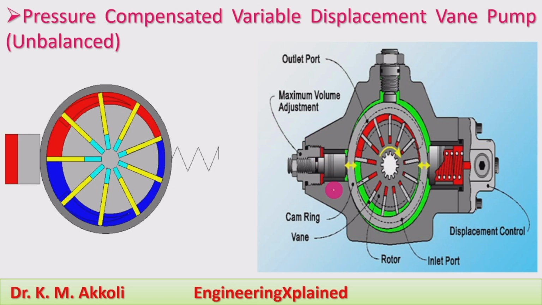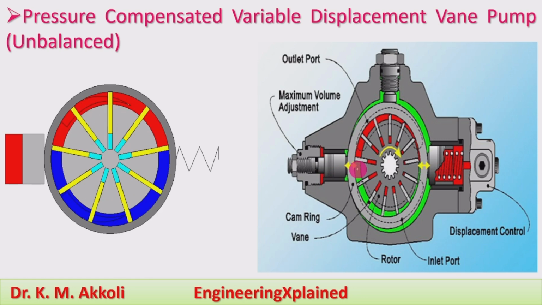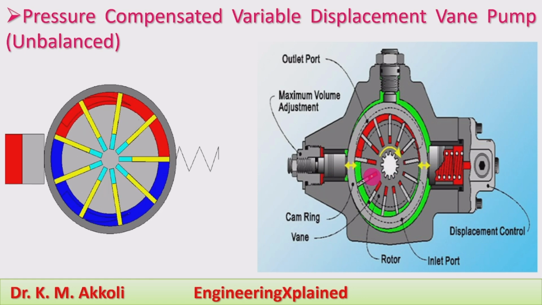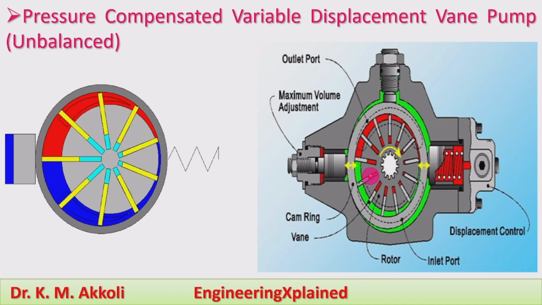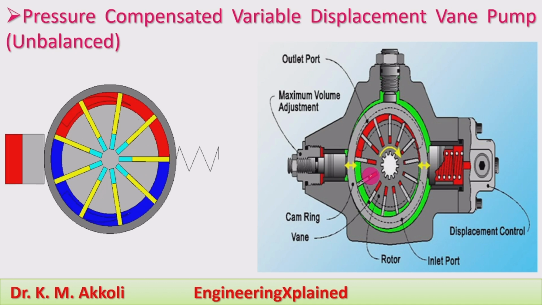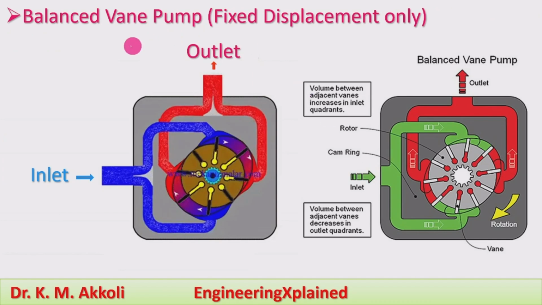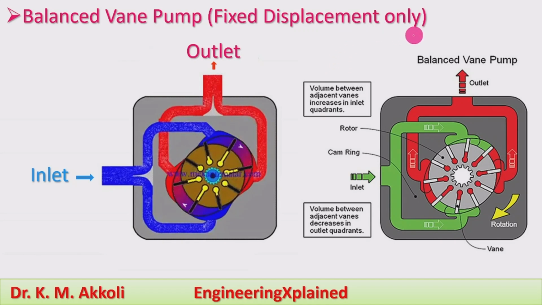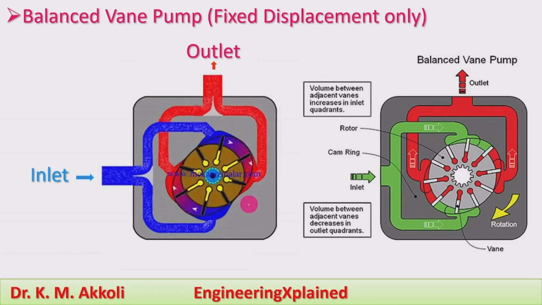And here also the forces acting are unbalanced due to the variation in the eccentricity, and that's why it is also called an unbalanced vane pump. Moving further, next one, the balanced vane pump. This is used only for fixed displacement, means the fixed quantity of the fluid we can supply by using this one. And the difference is that it is a balanced vane pump.